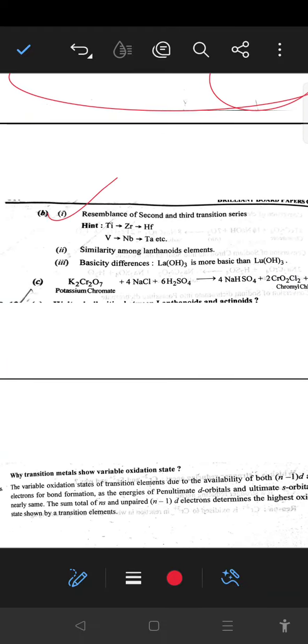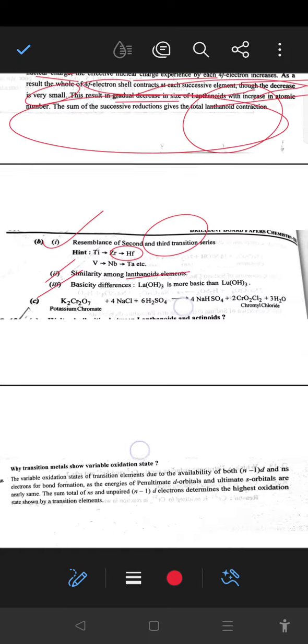Due to the lanthanide contraction, the second and third transition series show resemblance. That's why zirconium and hafnium show similar atomic and ionic radii, 160 and 159 picometer. Okay. Next, similarity among the lanthanide elements. Third, the basicity difference: La(OH)3 is more basic than Lu(OH)3 due to the lanthanide contraction.